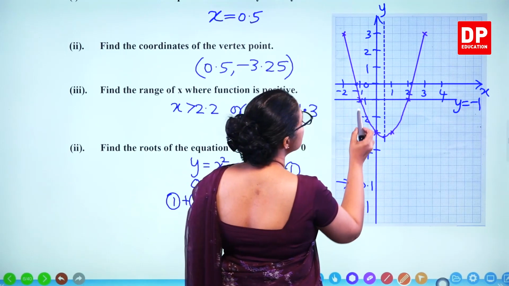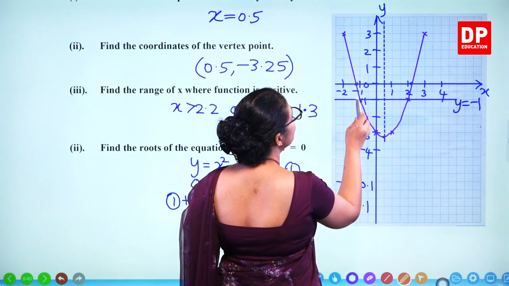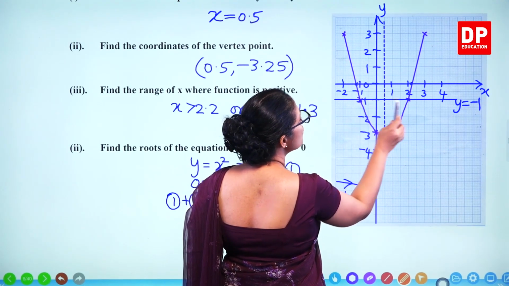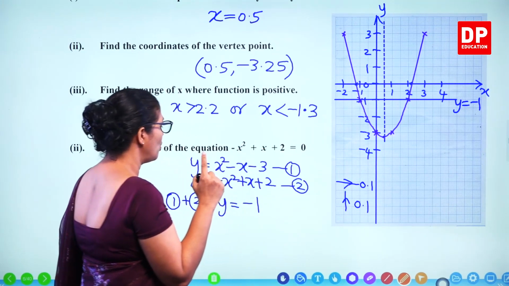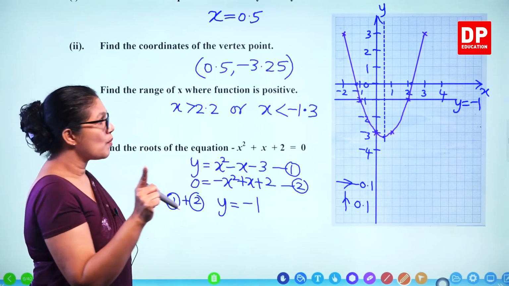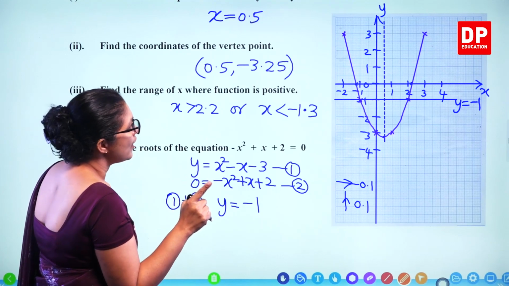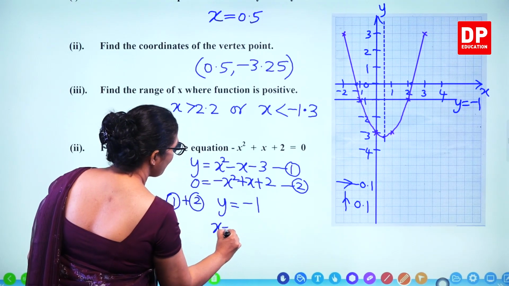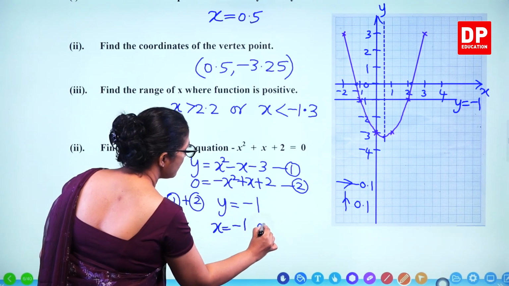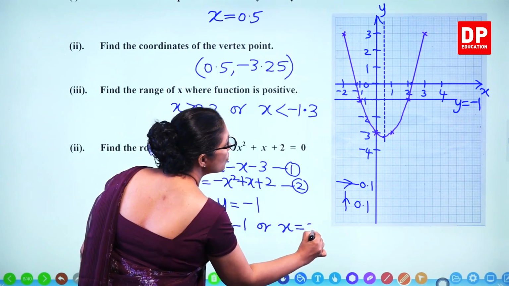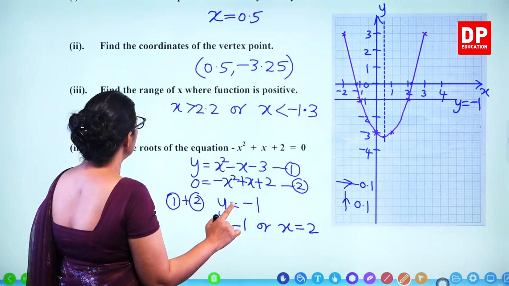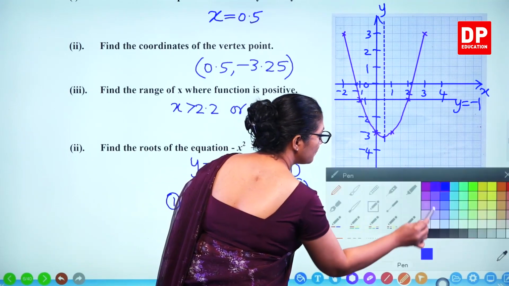And what are the intersecting points here? That means -1 and 2. So when y equals -1, x values are -1 or 2. Those are the roots of this equation.